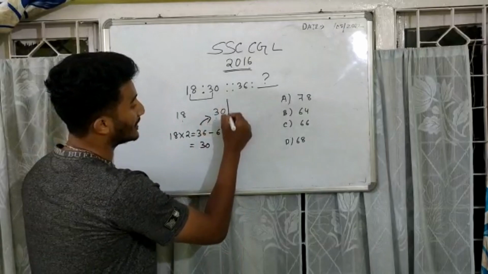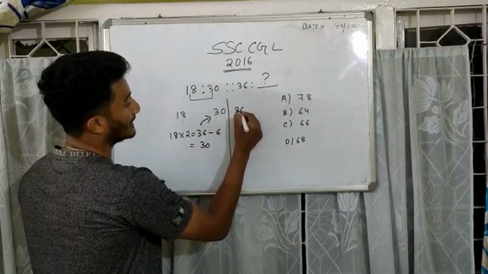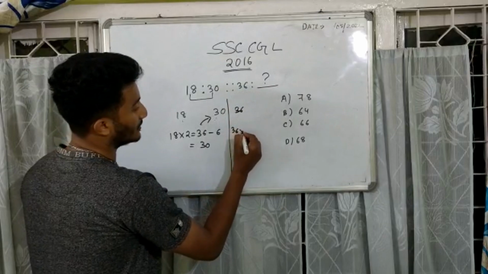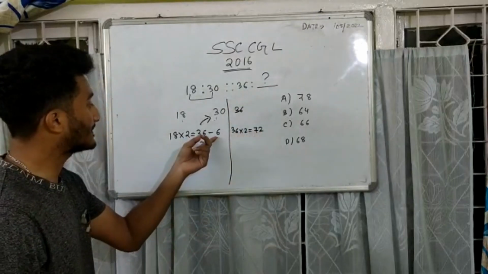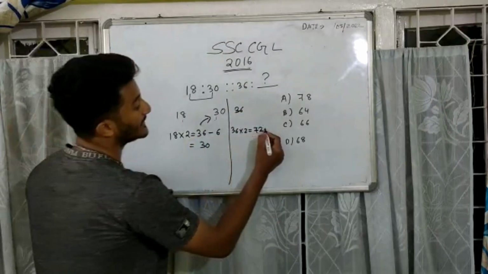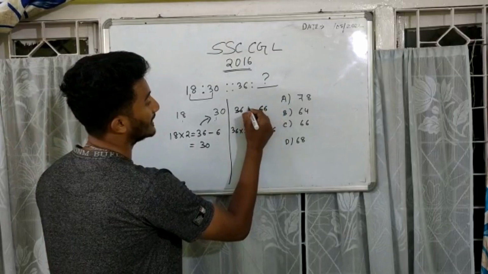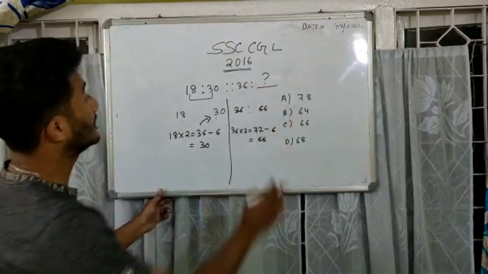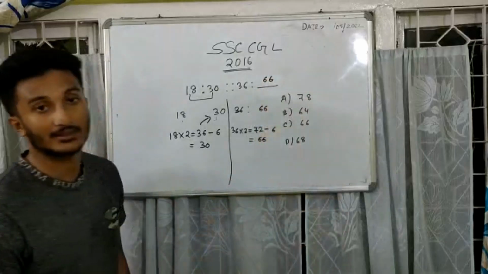Now using the same relation in case of these two numbers as well. Let us take 36. 36 into 2 is 72, right? Here we have subtracted 6, so here also we have to subtract 6. 72 minus 6 is 66. So 66 would be the missing number.